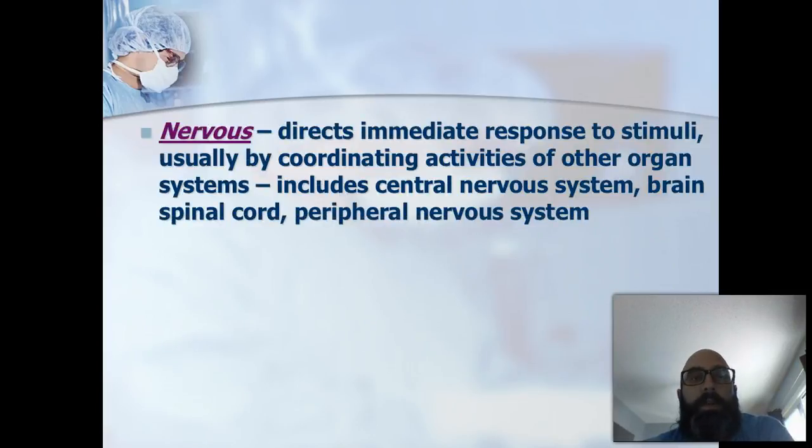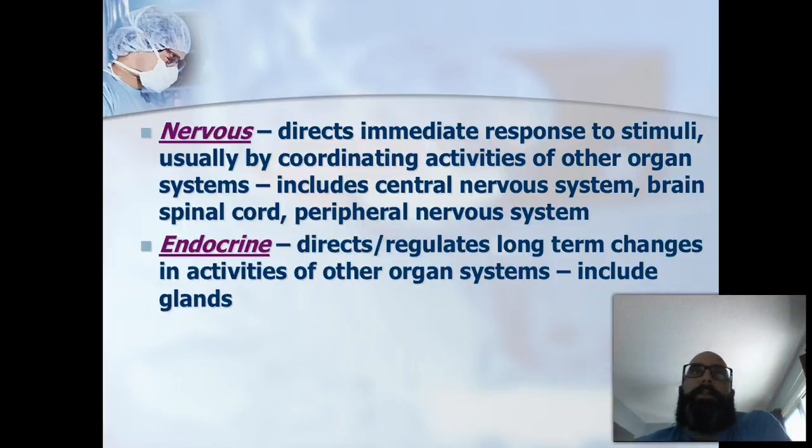You have the nervous system. Nervous system could be considered, I guess you could say, the control system for the entire body, but it directs immediate response to stimuli or that irritability, usually by coordinating activities of other organ systems. So the central nervous system, the brain, the spinal cord, and the peripheral nervous system coordinate the activities of other things. For example, your brain tells your muscles to contract, which results in locomotion or movement, etc.